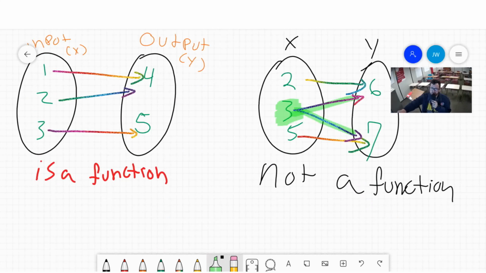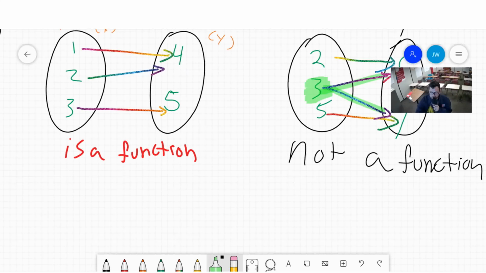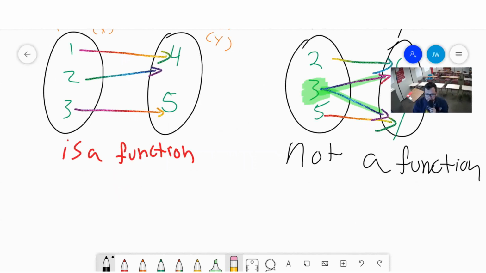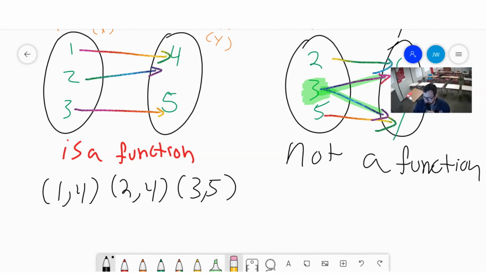Let's take these and turn these into points. I'm going to keep going with these. This first one here, we have 1 and 4, 2 and 4, and 3 and 5. Just points, like points on a grid, points on a graph. 1 and 4, 2 and 4, 3 and 5.